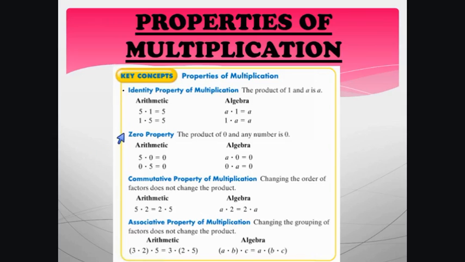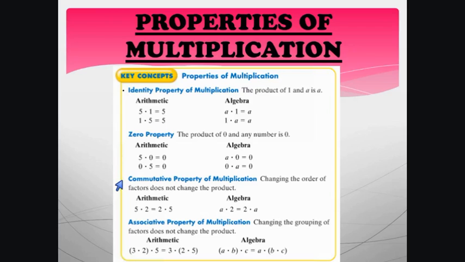The second property of multiplication is the zero property. This one's pretty self-explanatory, which states that any number multiplied by 0 is 0. Doesn't matter what it is. Anything multiplied by 0 is always going to equal 0.